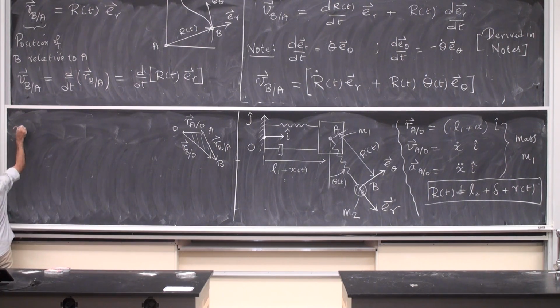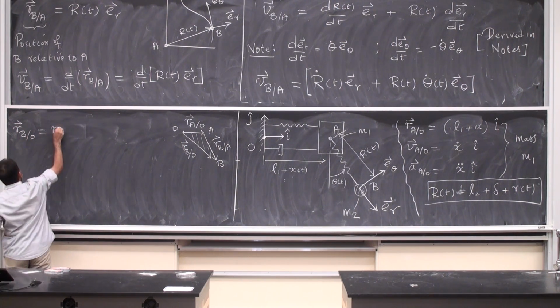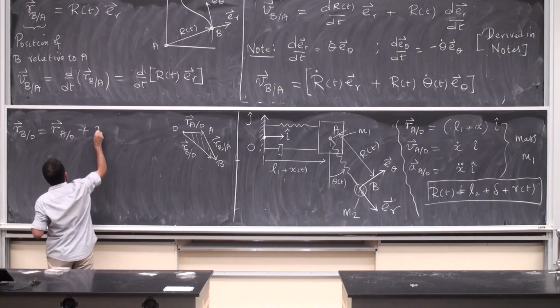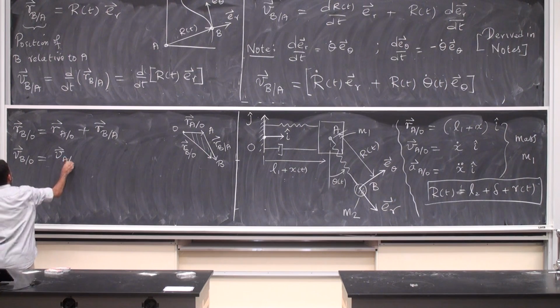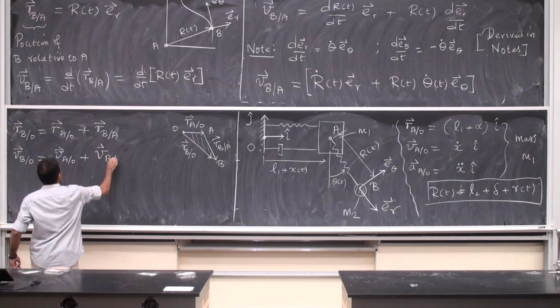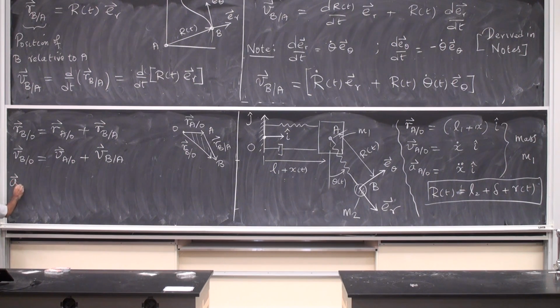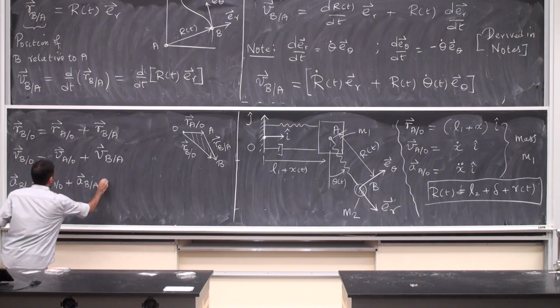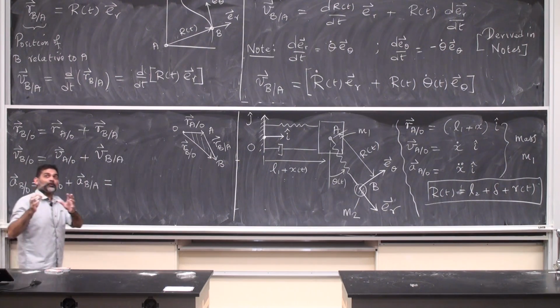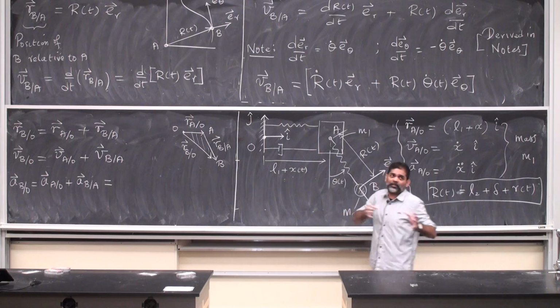So I have R B slash O is R A slash O plus R B slash A. I differentiate it once, I get the velocity. I differentiate it one more time, I get the acceleration. So velocity is, similarly, an acceleration, which is what I need, because for each of these particles to apply Newton's laws I need the acceleration, which is why I'm doing the kinematics.